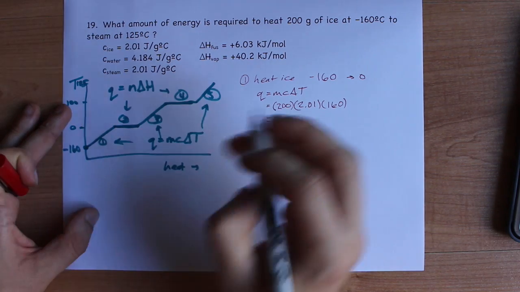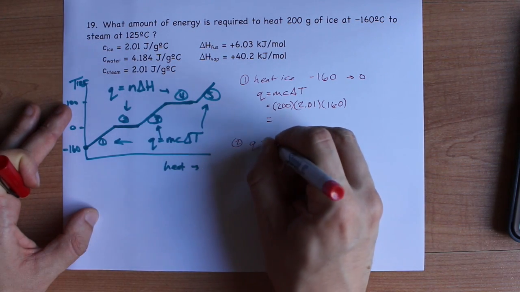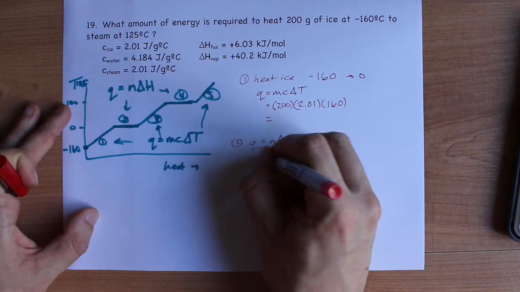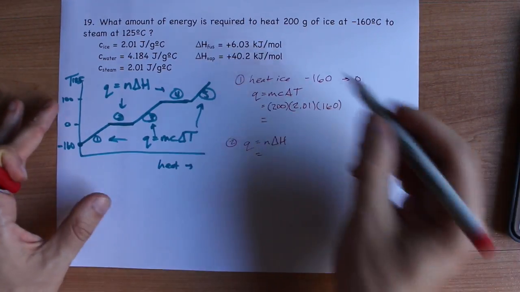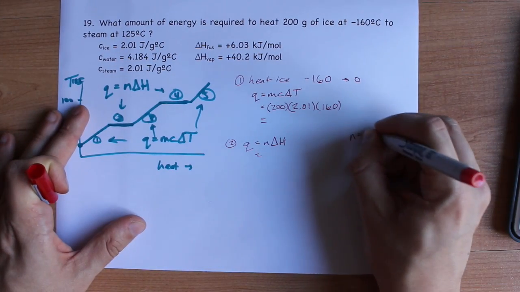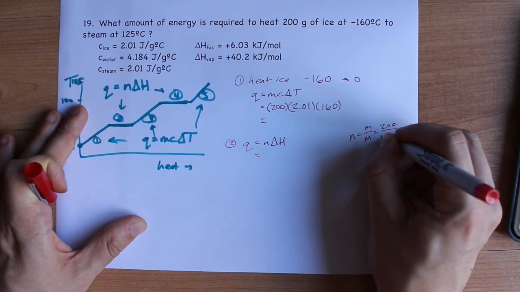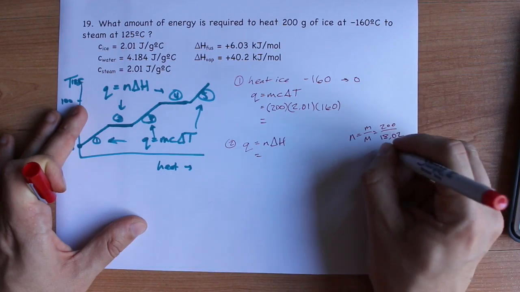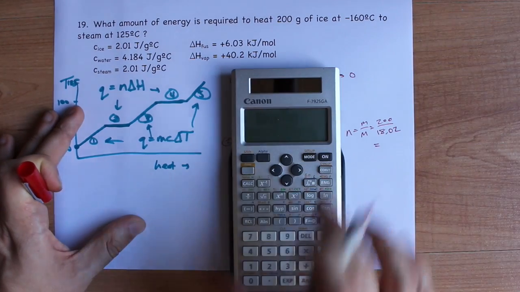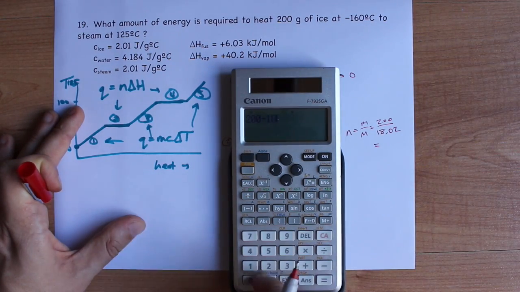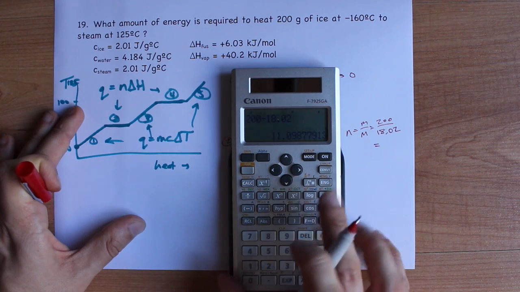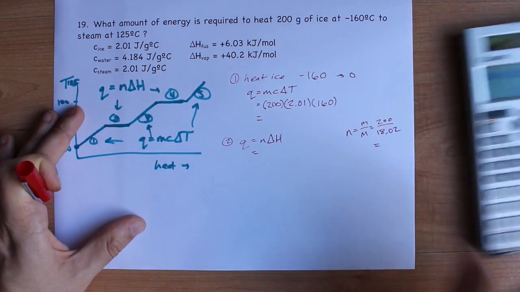Section 2 is a phase change. Q equals n times delta H. I don't know how many moles 200 grams of ice is. n equals mass over molar mass. That's 200 grams of ice divided by 18.02. That's the molar mass of water. 200 divided by 18.02 is 11.1 moles.